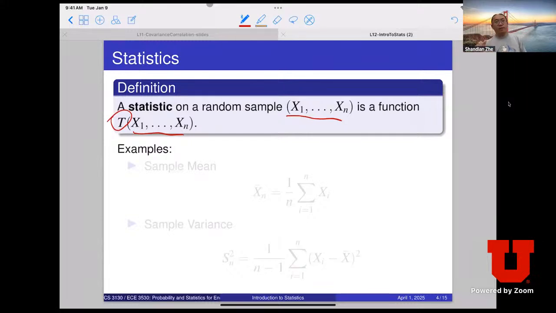So the question is, what are the popular or commonly used statistics? Here we give some examples, which pretty much everyone has seen before. The first one is called the sample mean. The sample mean is simply the average of these n random variables in the random sample.